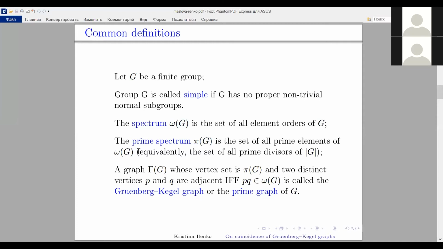We use the term Gruenberg-Kegel graph, or the prime graph, of G while meaning the graph gamma of G, whose vertex set is equal to the prime spectrum of G, and two distinct vertices p and q are adjacent if and only if in G we can find an element with order equal to the product of p and q.